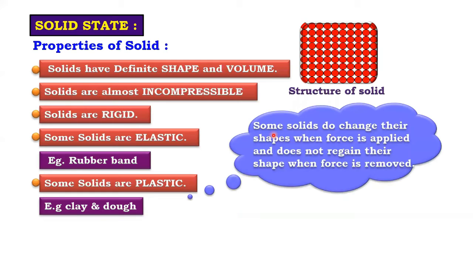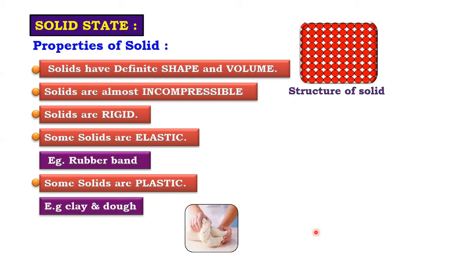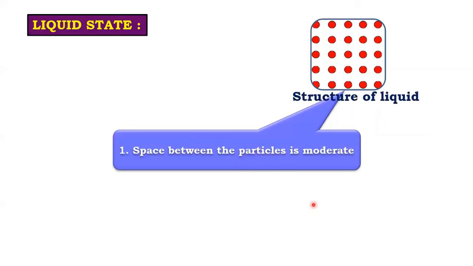Okay, so here the definition: some solids do change their shape when force is applied and do not regain their shape when force is removed. That is called plasticity. Okay, so dough is an example of that. Now let's learn about liquid state. हम लोग liquid state के बारे में देखेंगे.